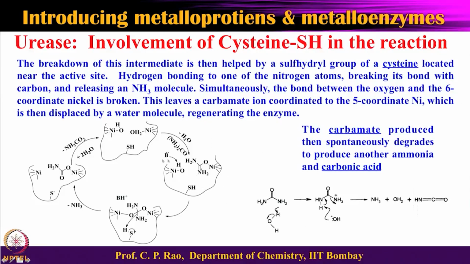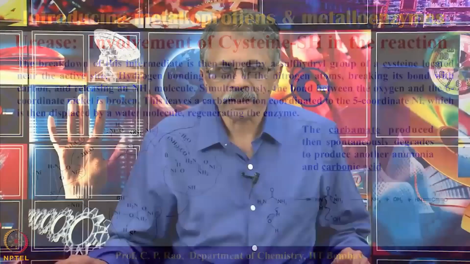So, the initial attack followed by breakage of the carbon-nitrogen bond of the urea, that is the slower version. So, now we have looked at all the possible things that are there in the urease mechanism.